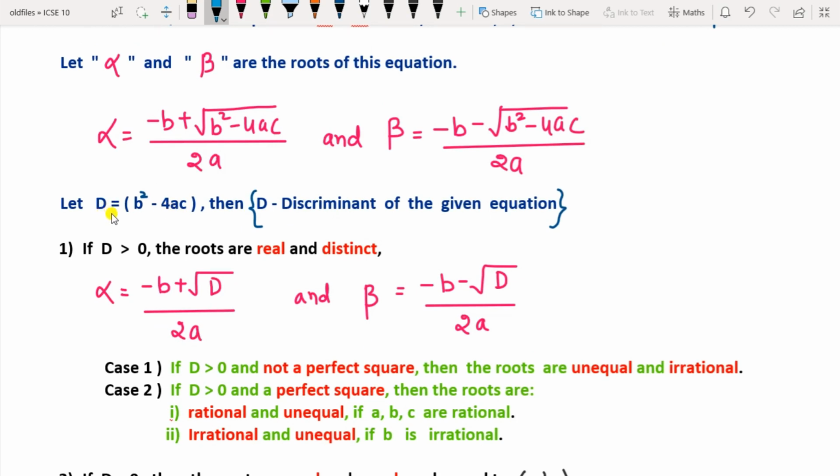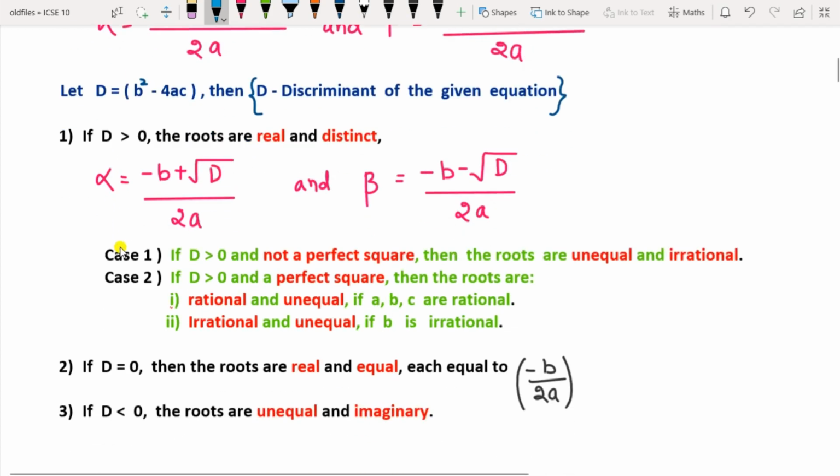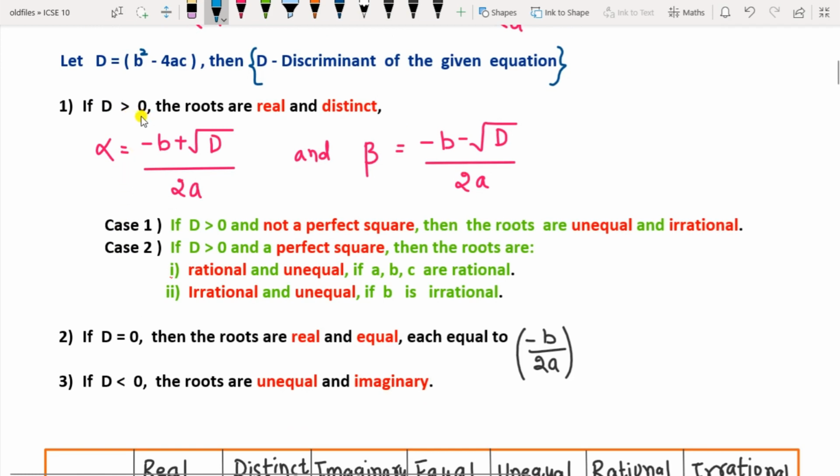So there arise three cases depending on the value of D here: if D is greater than 0, what kind of roots will it be? If D is equal to 0, and if D is less than 0. So for D greater than 0, the roots are real and distinct. Now in place of b square minus 4ac, you can write D here. So alpha equals minus b plus under root of D upon 2a and beta equals minus b minus under root of D upon 2a. So for D greater than 0, the roots will be real and distinct, that means the value of D is positive.